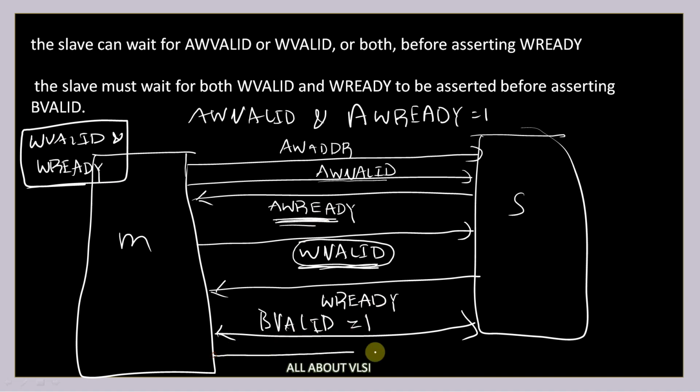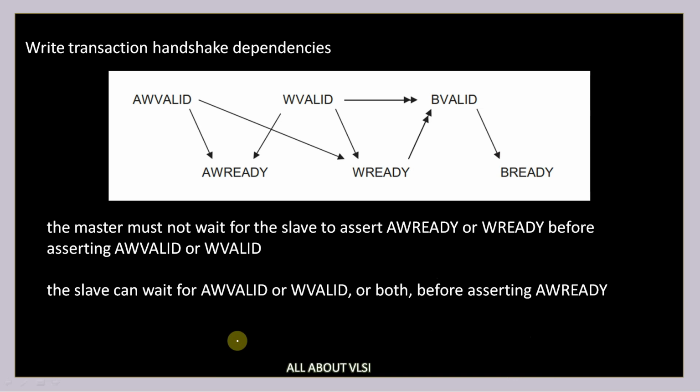And we have one more signal which is nothing but B ready. Now this can be asserted to 1 even before your B valid becomes 1, or your B ready can wait for the assertion of your B valid signal. That is, after your B valid becomes 1, your B ready can become 1, or else even if your B valid is equal to 0, your B ready can be equal to 1. So this is the handshaking mechanism which we are going to follow in the case of your write transaction.